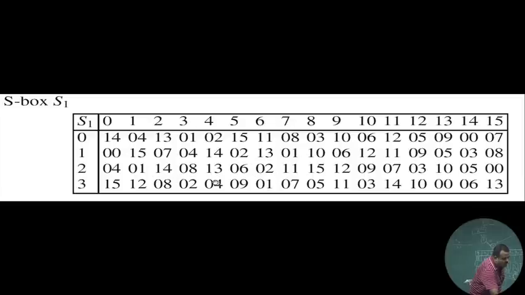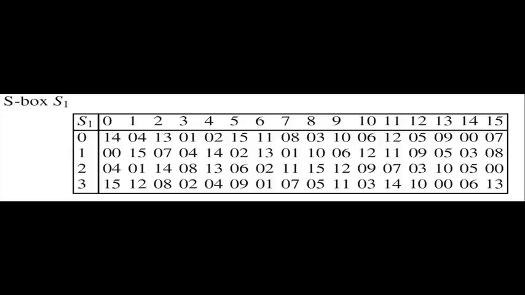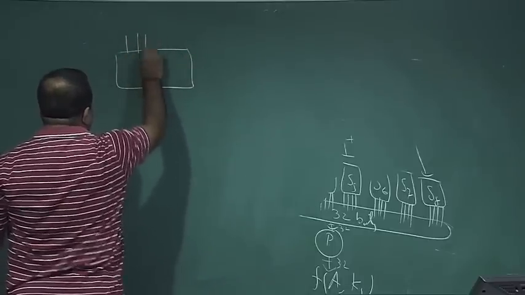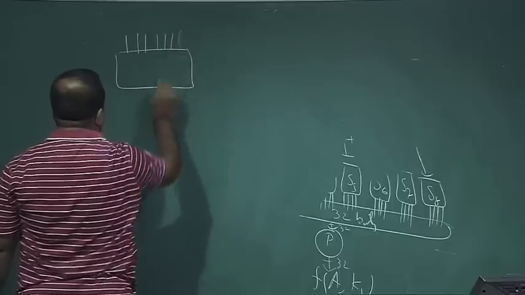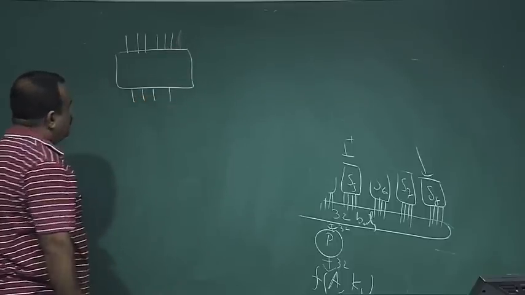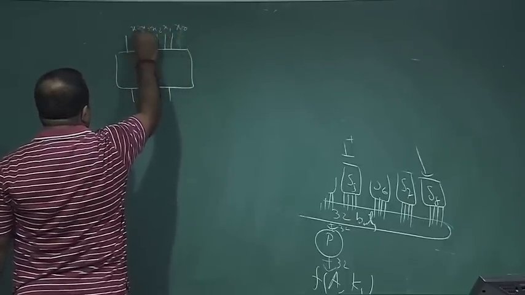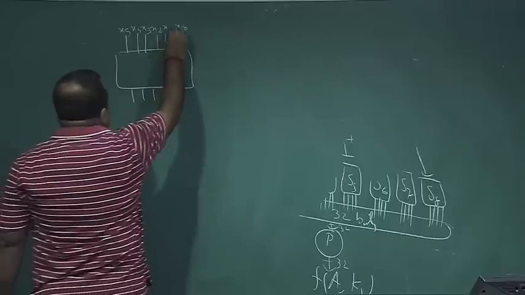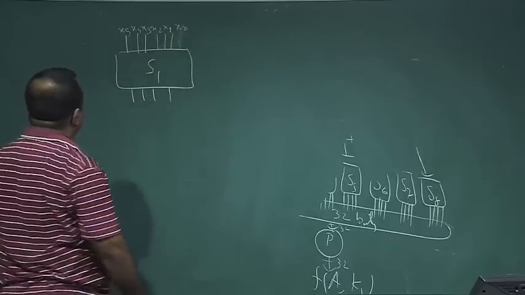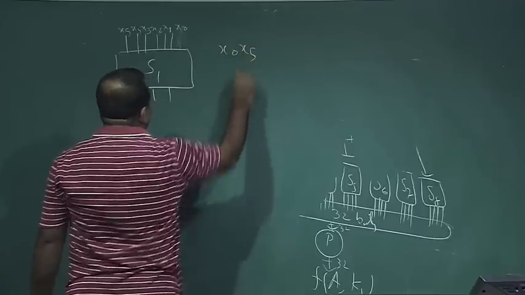Now, we need to talk about the S box. This is a typical S box S1. Each of these S boxes takes 6-bit input and gives 4-bit output. If you denote the input by x0, x1, x2, x3, x4, x5, and say we are talking about S1, then x0 and x5 are used as follows.